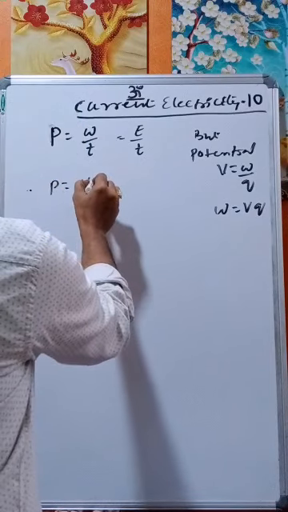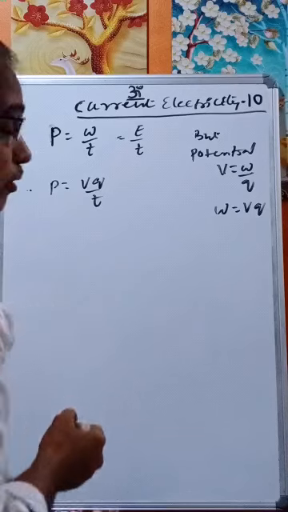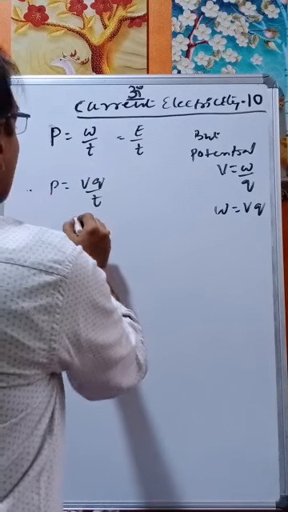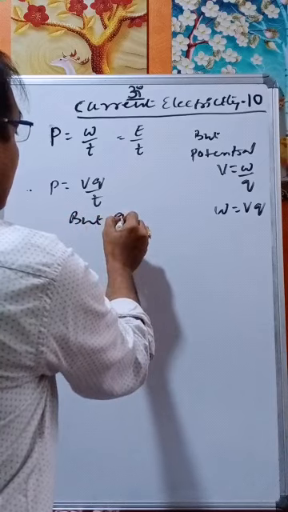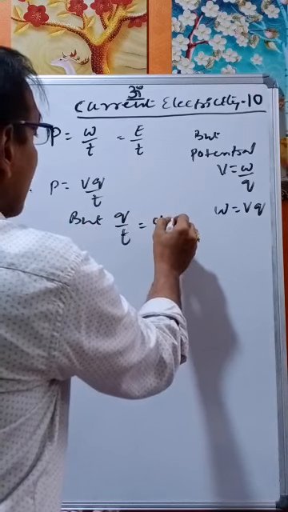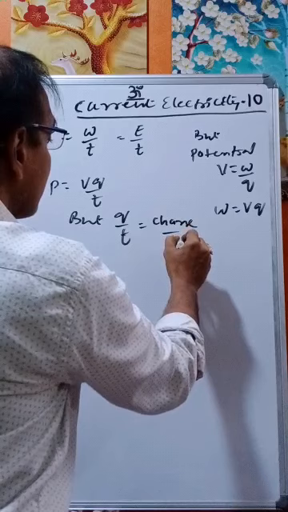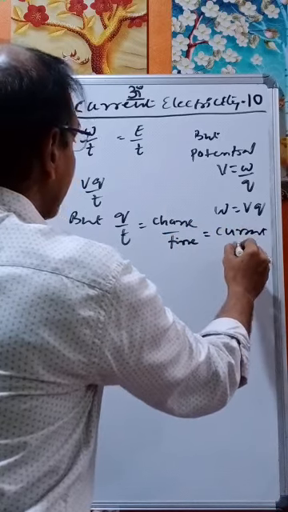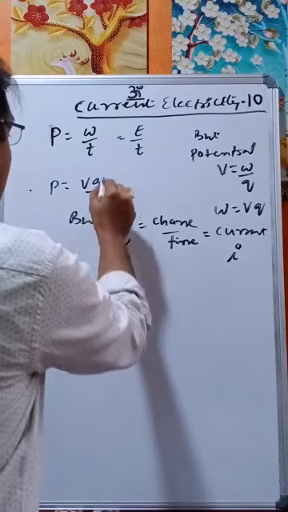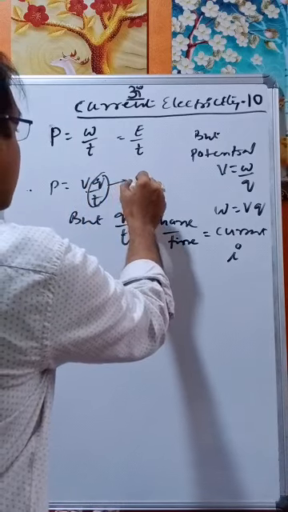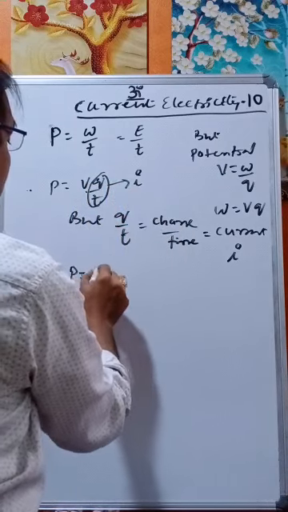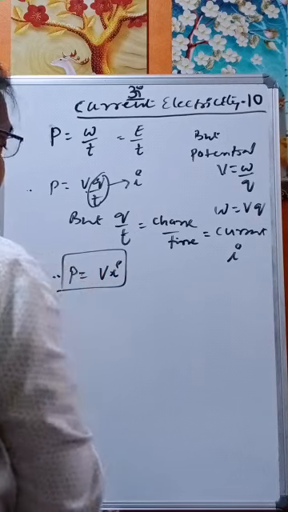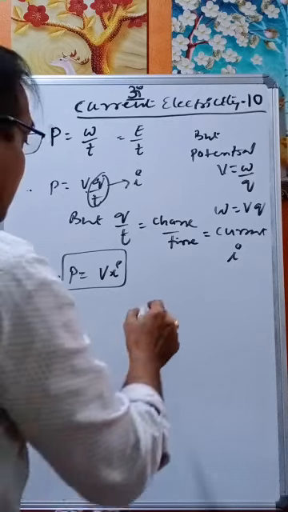Therefore, power is equal to VQ by T. But what is Q by T? Q by T is charge by time, that gives current I. Therefore, power is equal to V into I. V into I is the expression for power.